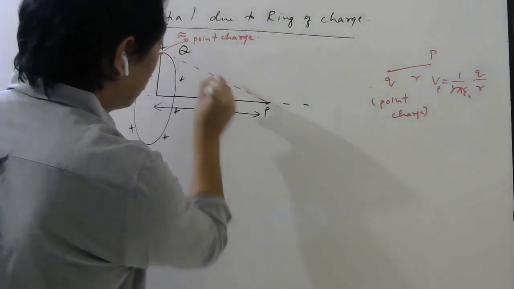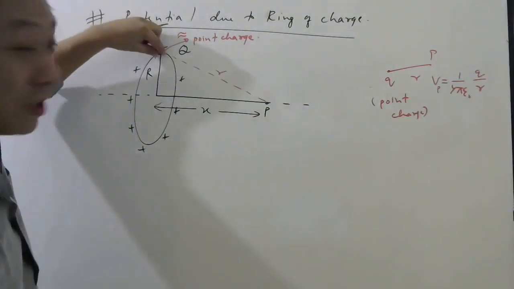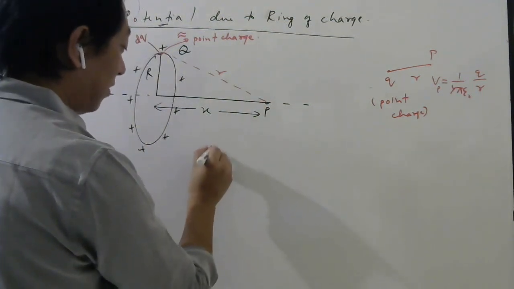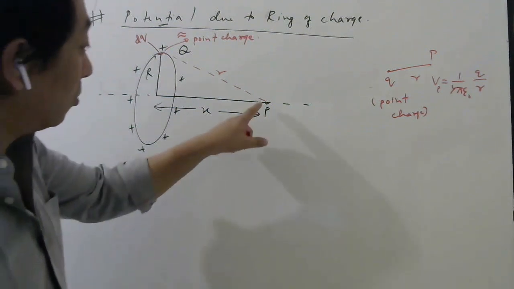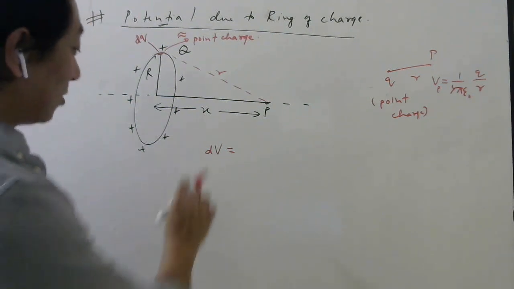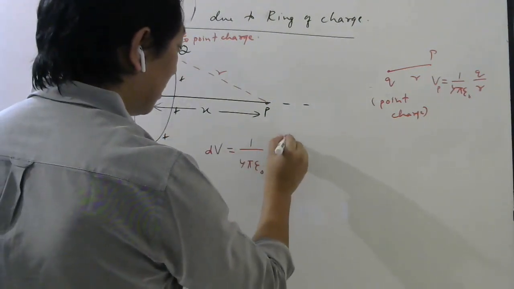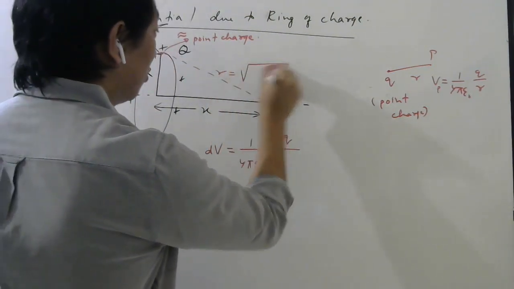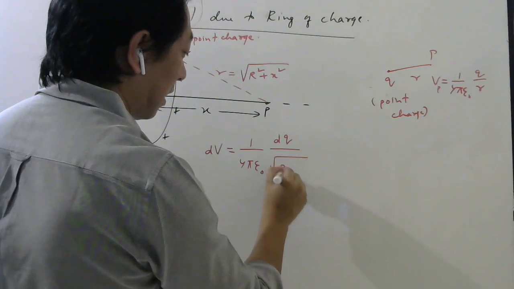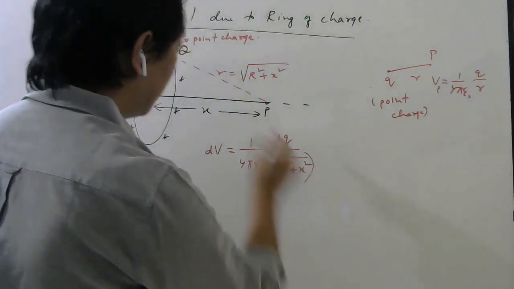Let us say this distance is small r. Then I can use this formula, because this is the formula for a point charge and I have taken a very small part of this ring. So what will be the formula? Potential here, let us say dv, meaning potential due to this dq charge. It will be a small potential, so I am writing dv. So dv will be 1 by 4 pi epsilon naught, dq divided by r, and this r I can write as root over r square plus x square. Yes or no? This is your small r, this distance.